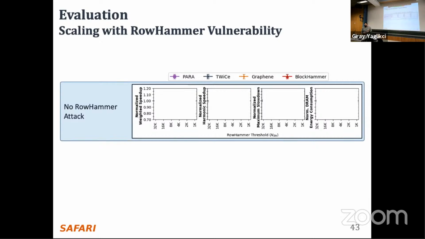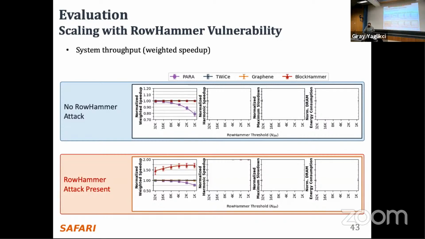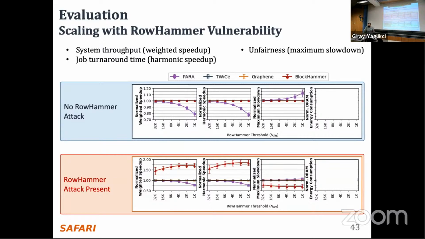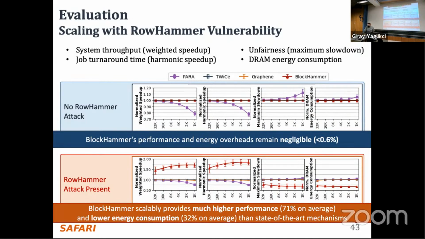We conduct a scalability study with worsening RowHammer vulnerability here, again for the cases when there is no RowHammer attack and when a RowHammer attack is present. We scale the RowHammer threshold from 32K to 1K. On the x-axis, you can see how the RowHammer threshold changes, and here are the results for system throughput, job turnaround time, unfairness, and DRAM energy consumption. We observe that BlockHammer's performance and energy overheads remain negligible, even when the RowHammer threshold is scaled down to 1K. BlockHammer's scalability provides much higher performance and lower energy consumption than state-of-the-art mechanisms when there is a RowHammer attack present.